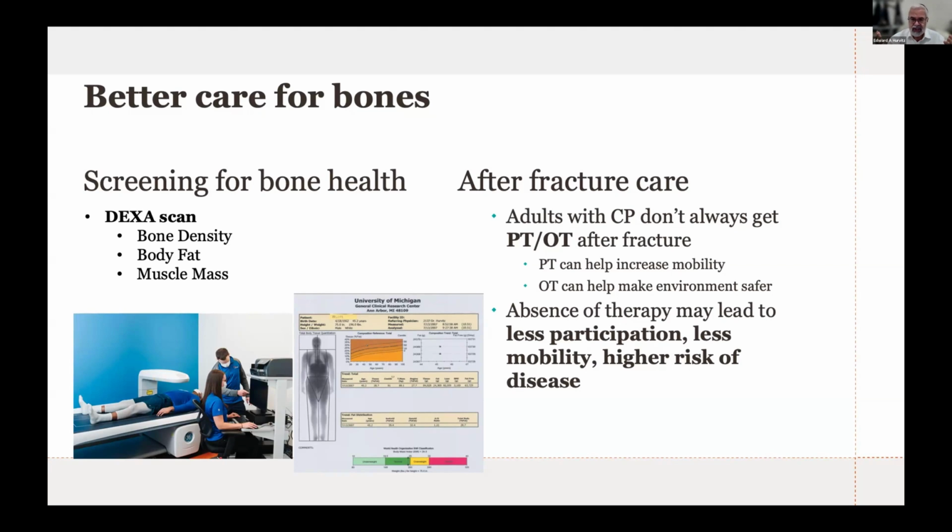This is generally only done in people after they have a fracture, but we think it should be done more often in people with cerebral palsy before they get a fracture, to see what we need to do to prevent fractures. And if a fracture occurs, we have done some studies that show that physical and occupational therapy after a fracture can actually be life prolonging. It increases mobility. OT can make the environment safer. Absence of therapy probably leads to less participation, less mobility, and higher risk of disease. Next slide, please.